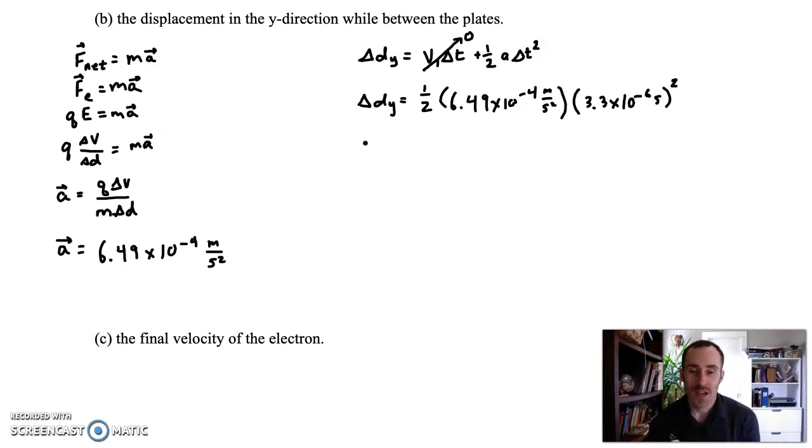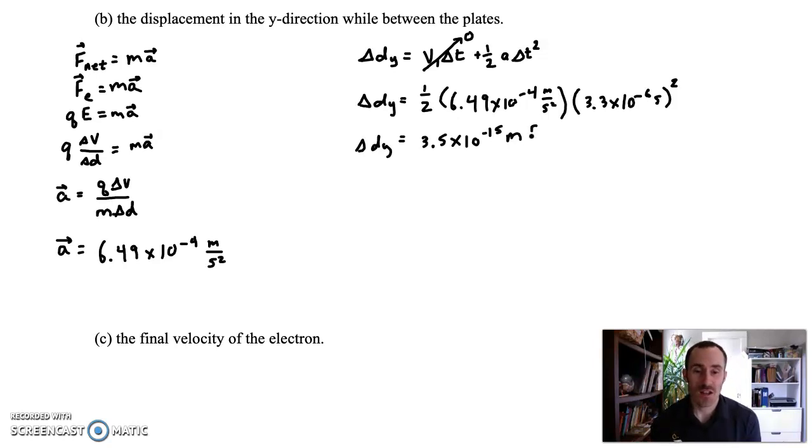That's squared, and when we multiply that out, we get a y displacement of 3.5 times 10 to the negative 15 meters. That's a very small distance, which we expected.